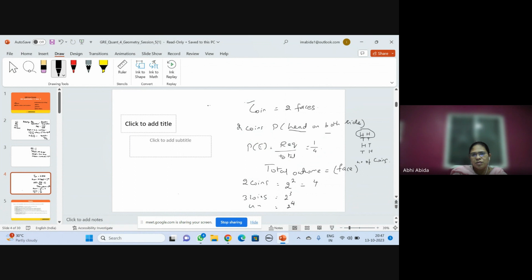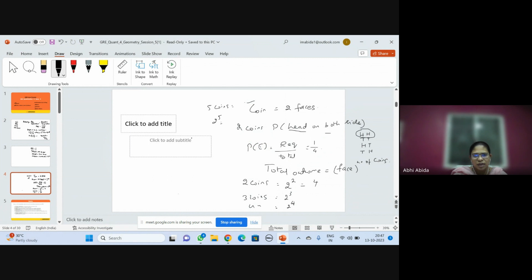This is not necessarily to be done for each and every question. Sometimes the question will be about 5 coins. What will be the total outcome? 2 to the power 5, that means 32 outcomes will be there in this case. So it is highly impractical to list out the outcomes every time. At that time, we will apply the combination concept. You know the combinations, right?